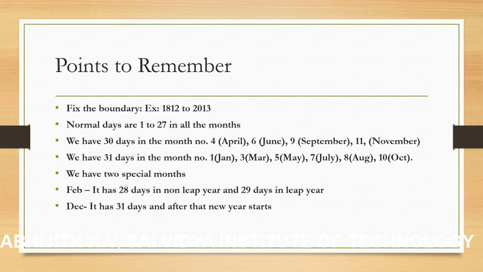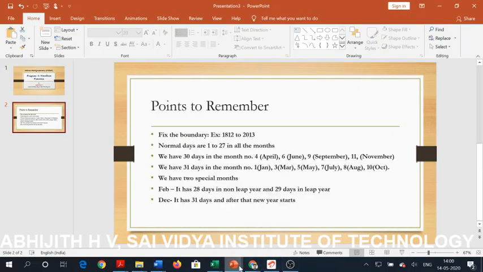We have one month called December. In December we have 31 days. So after this 31, the next year will start. The new year will start, and we need to set the date to the 1st of January of the new year. So by keeping all these points in mind, we'll see the program.